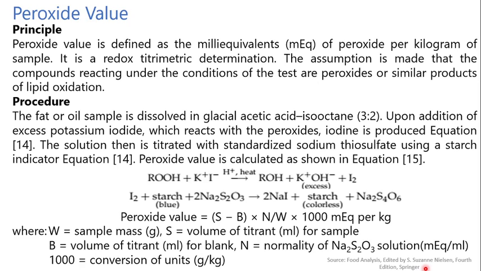S minus B into N upon W into 1000, in milliequivalents of peroxide per kilogram of the sample, where W is the mass of the sample, S is the volume of the titrant in ml for the sample, B is the volume of the titrant for the blank, N is the normality of the sodium thiosulfate solution in milliequivalent per ml, and 1000 is the conversion factor to convert kilogram into gram.